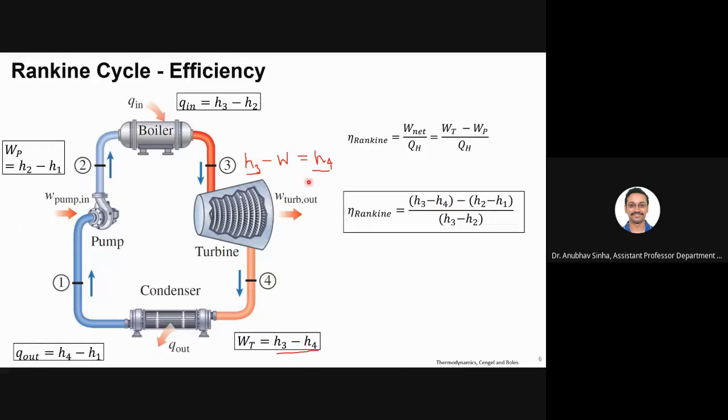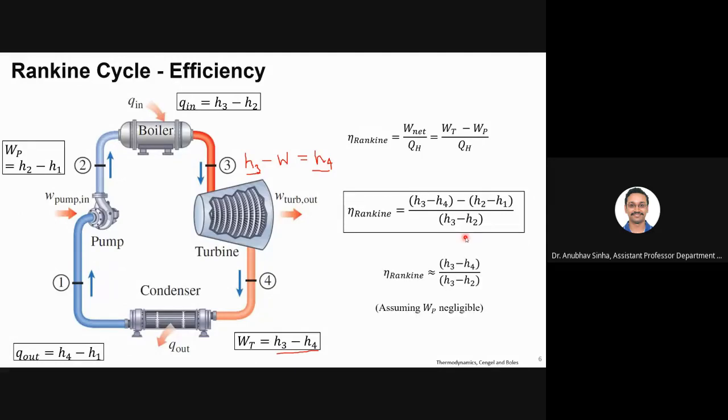Now what about W pump? Here we have W pump is H2 minus H1, which is written here. Similarly for QH we have H3 minus H2, which is written here. So we are using all the quantities in specific terms. You need to multiply by mass and you will get the total work or total heat.